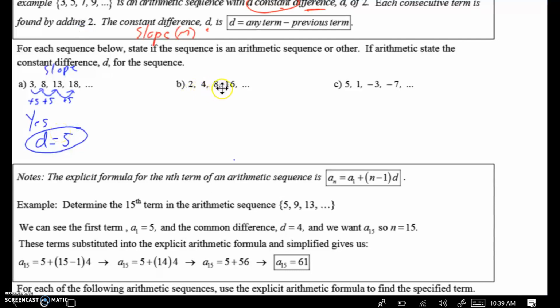How about 2, 4, 8, 16? Well, 2 plus 2 is 4, but it's not a +2 to get to 8, so no, that is not arithmetic. It's actually geometric, exponential. We'll talk about that in the next video.